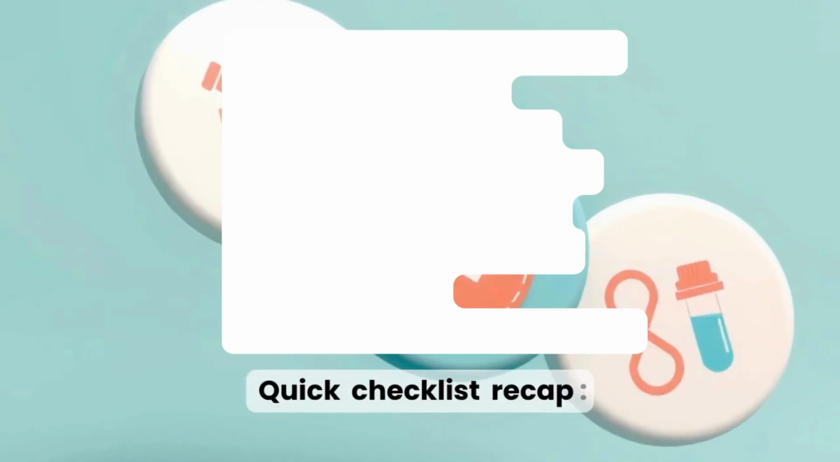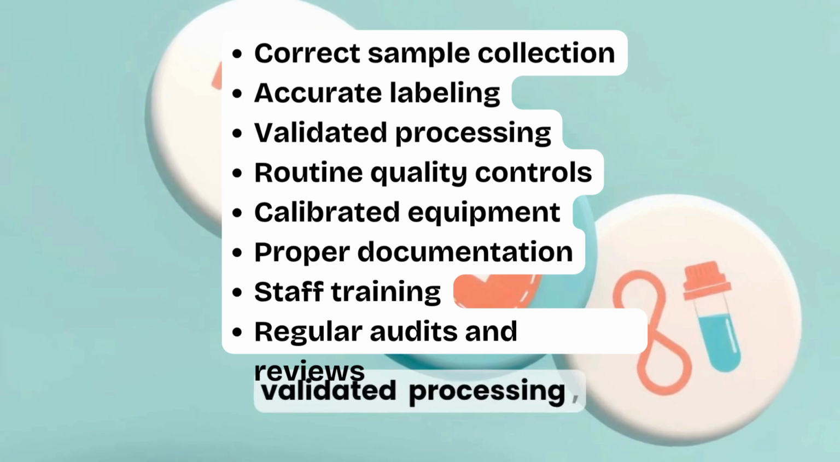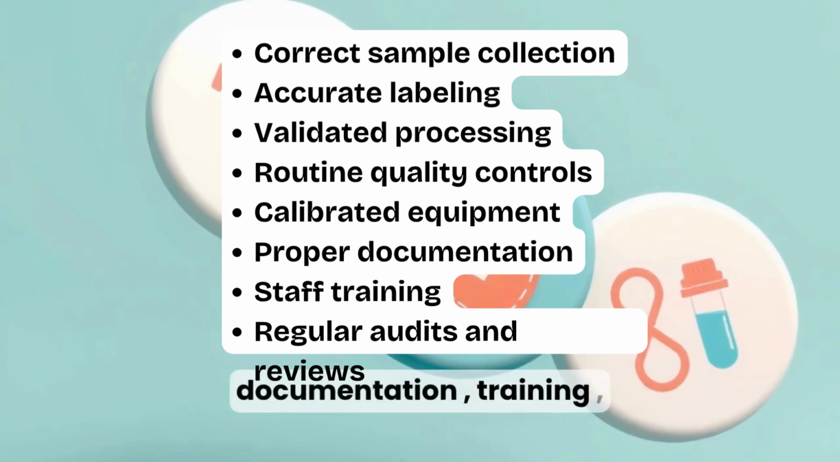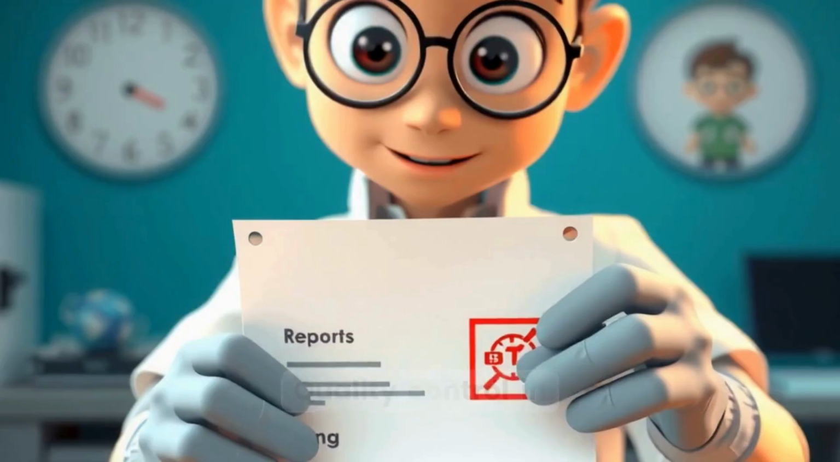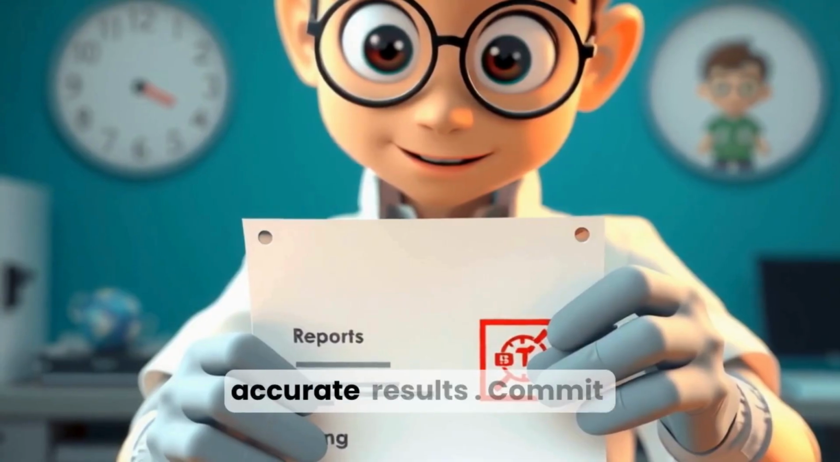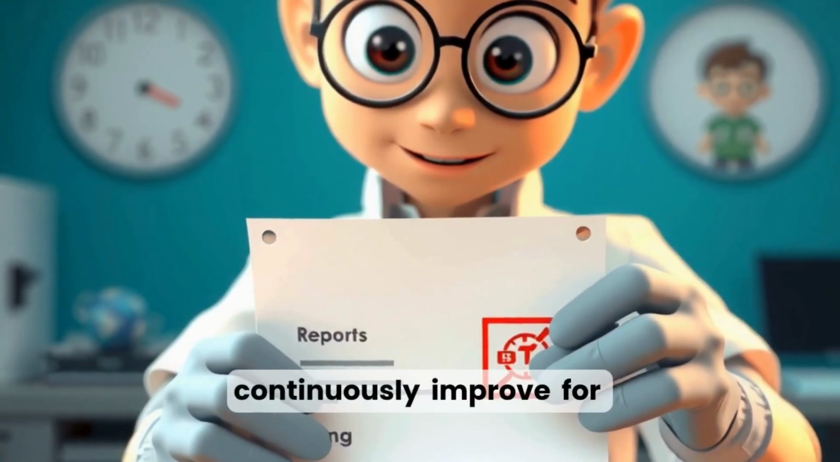Quick checklist recap: correct collection, accurate labeling, validated processing, routine controls, calibrated equipment, documentation, training, and audits. Quality control in microbiology protects patients by ensuring accurate results. Commit to these practices and continuously improve for safer care.